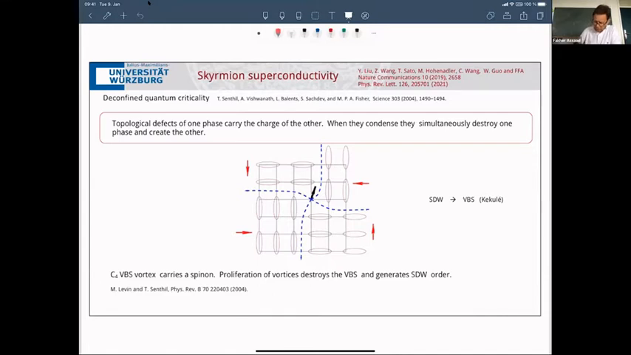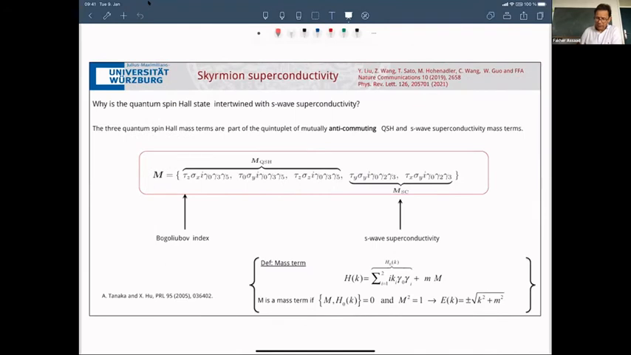So let me quickly go through the Dirac way of understanding deconfined quantum criticality, which I think is beautiful, and which allows you to make connections with different types of transitions. The key point is that the quantum spin Hall mass terms, now in the Bogoliubov index because we'll have superconductivity, are part of a quintuplet of mass terms, where the two remaining ones are basically the S-wave superconductor. And that's the key point, the algebra.